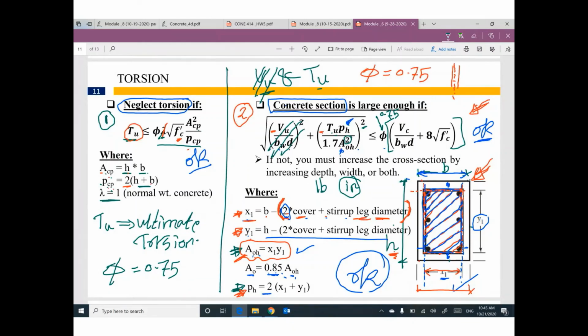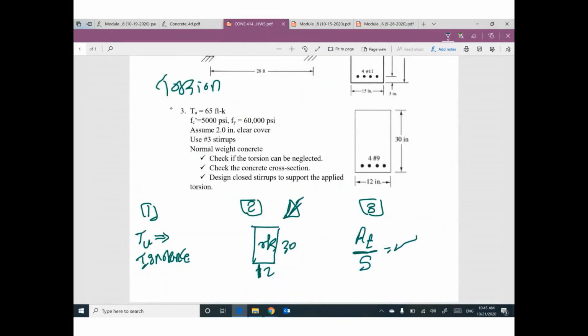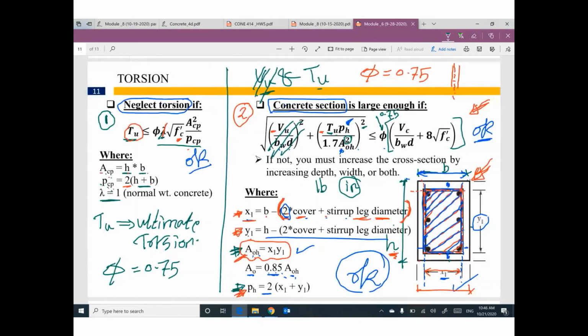T ultimate. T ultimate in this homework is given in kip-foot. So I told you, make sure everything is in pound and inch. So this value will be 65 times 12,000. 12 for feet, 1,000 for kip. So this value of T ultimate will be 65 times 12,000.